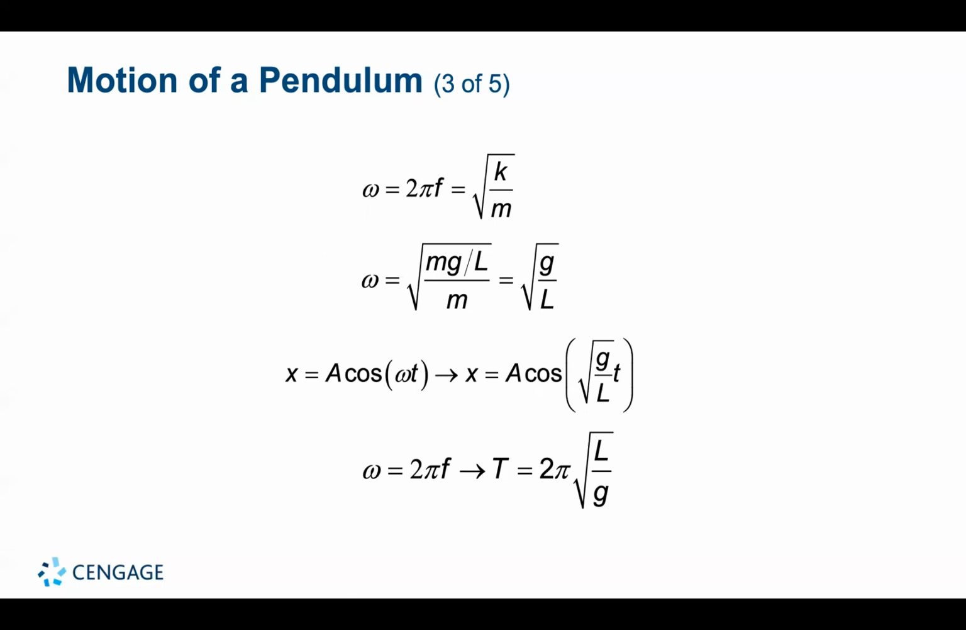This equation reveals the somewhat surprising result that the period of a simple pendulum doesn't depend on the mass, but only on the pendulum's length and on the free fall acceleration. Also, the amplitude of the motion isn't a factor as long as it is relatively small.